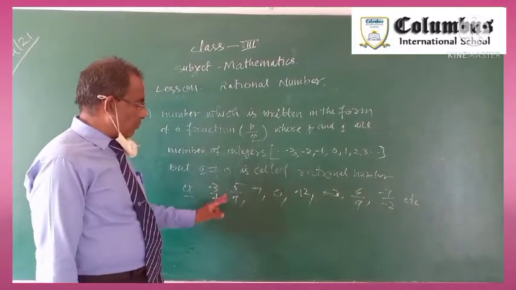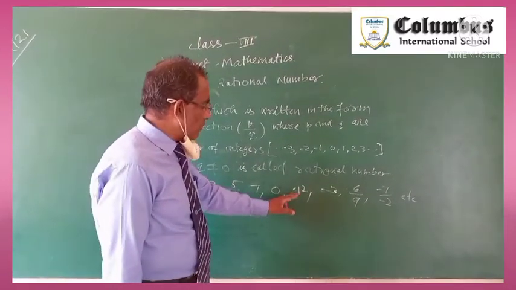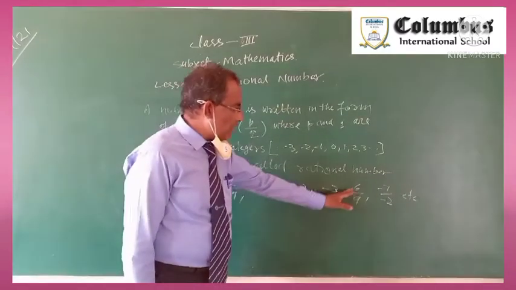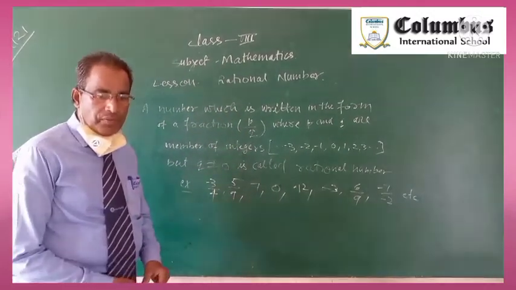Example: minus 3 by 4, 5 by 9, 7, 0, minus 12. You can write 0.12 equal to 12 by 100. Minus 3, 6 by 9, minus 7 by minus 2. These are the rational numbers.